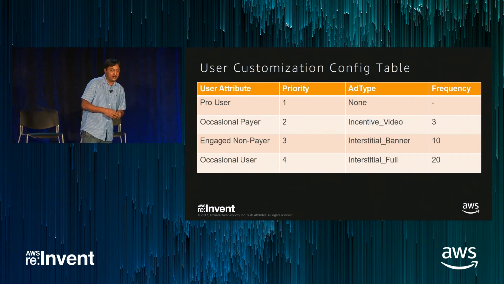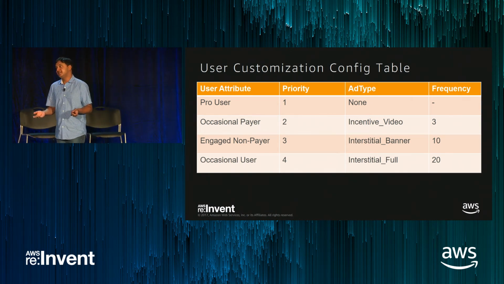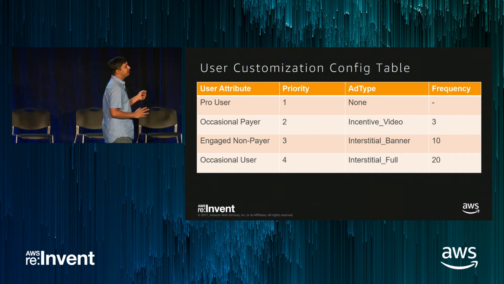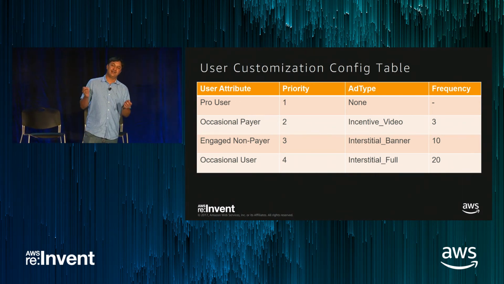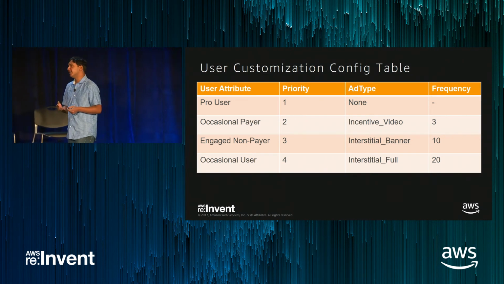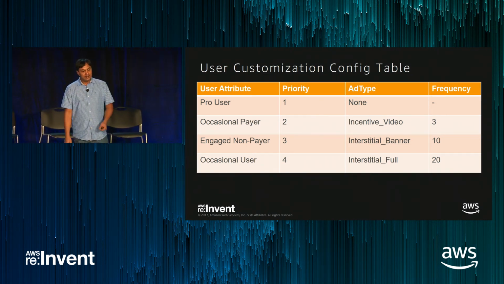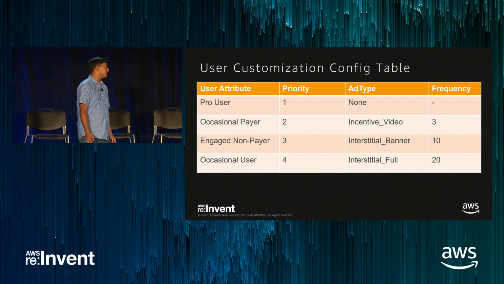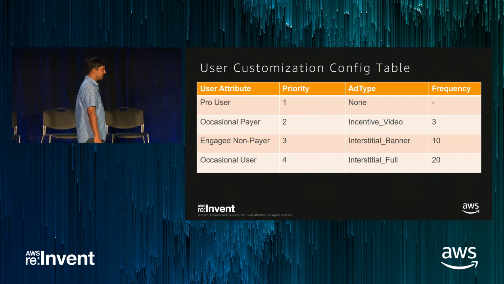Then the engaged non-payer. This player is engaged, so you probably want to show a banner ad, which is sitting at the top or bottom, not super intrusive, maybe a little annoying in some cases. We've all seen those ads. And finally, the occasional user, maybe you're OK there with showing an interstitial ad. And lastly, frequency. How many ads do you want to show to each of these users? So that is customizable as well.